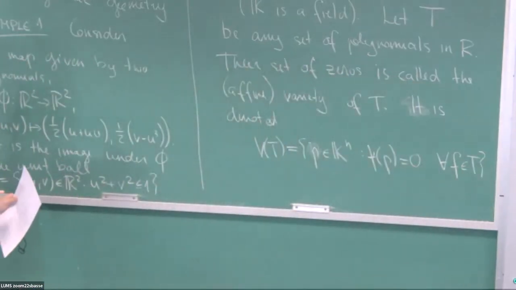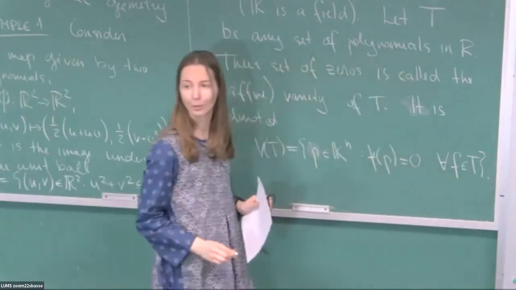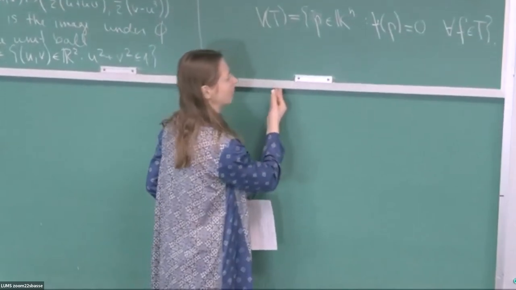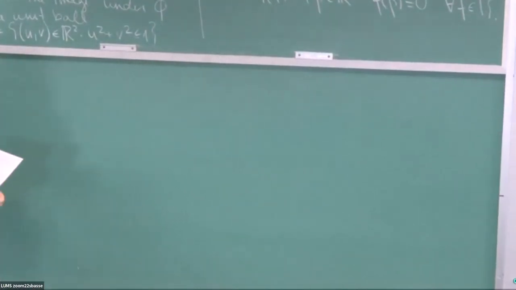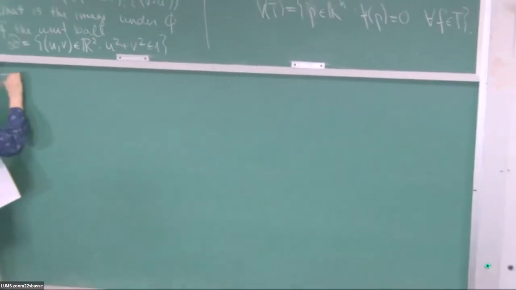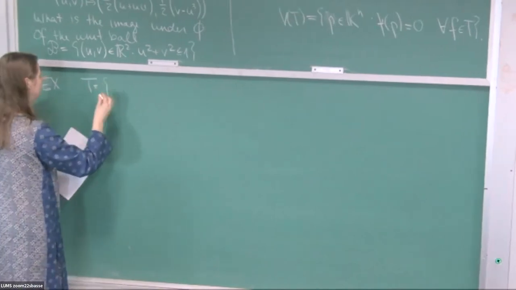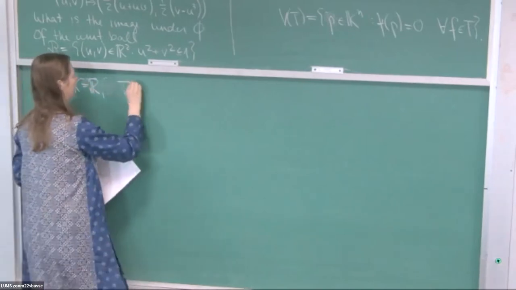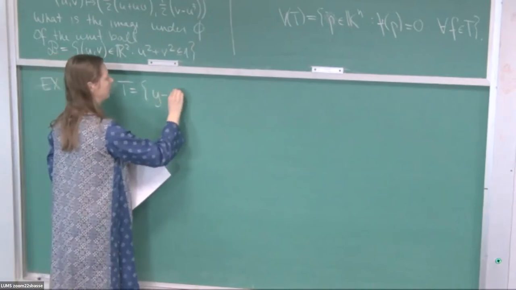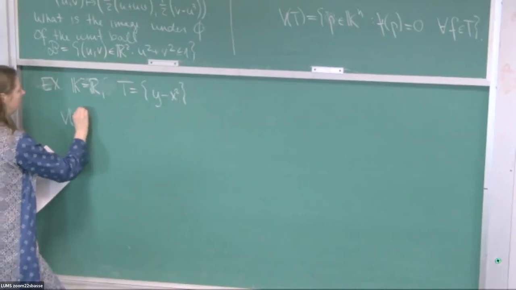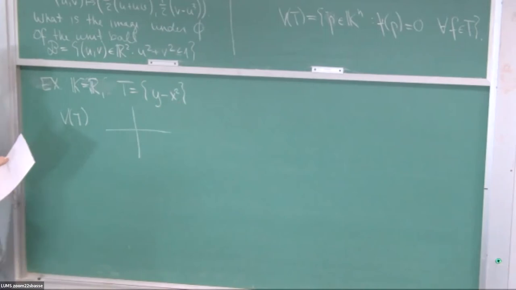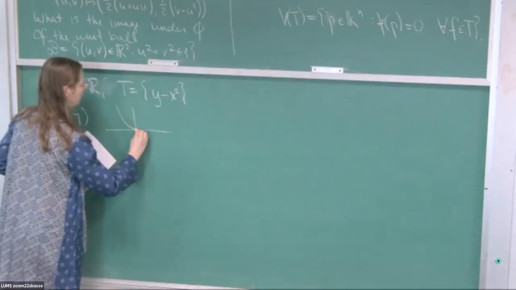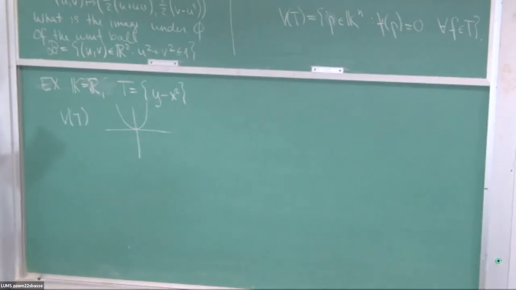I've already heard that many of you have taken algebraic geometry, so all of you are familiar with this definition and a couple more definitions. This is really a reminder. Let's do a very simple example. Let K be the field of real numbers, and T just y minus x squared. Can anyone tell me what the variety is in this case? On the real line, yeah, it's the parabola y equals x squared.